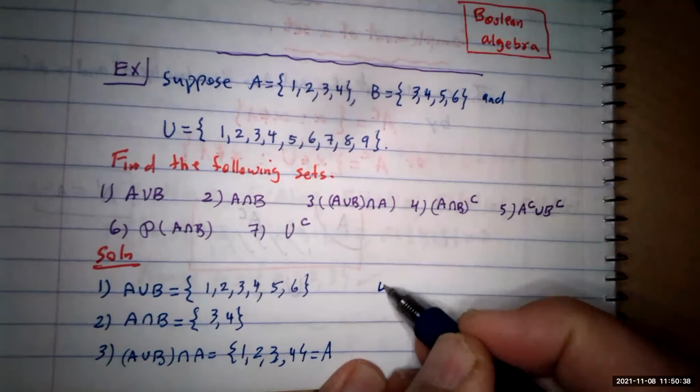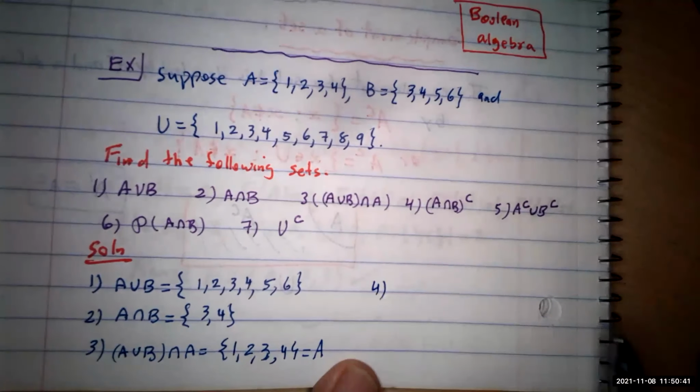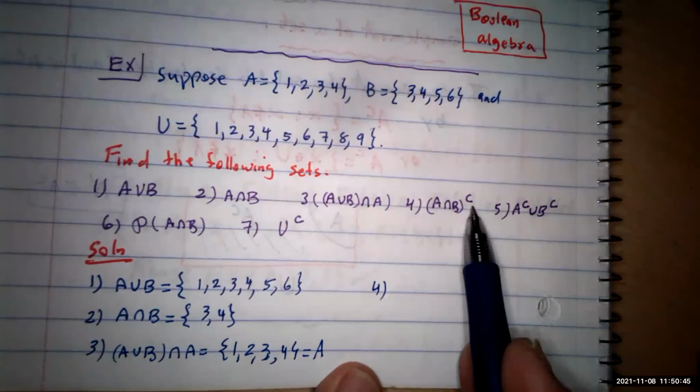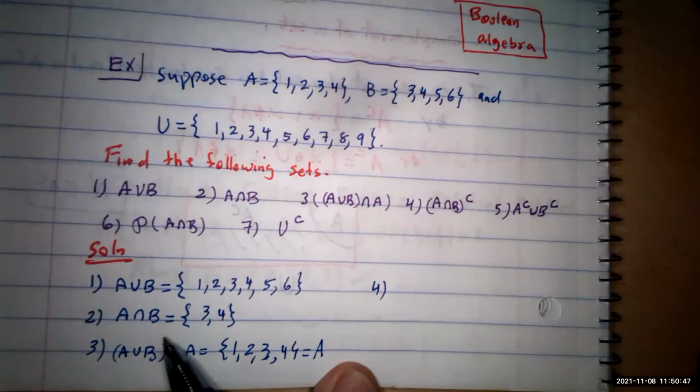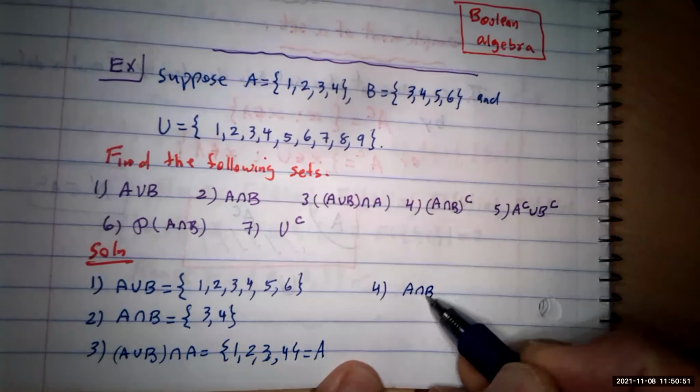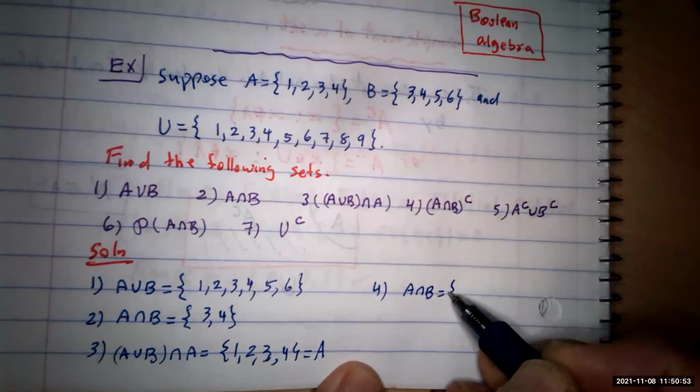Then we go to the next page. Number 4, you want to find the complement of A intersect B. So you already got the A intersect B. You see A intersect B is going to be what? It is equal to 3, 4.